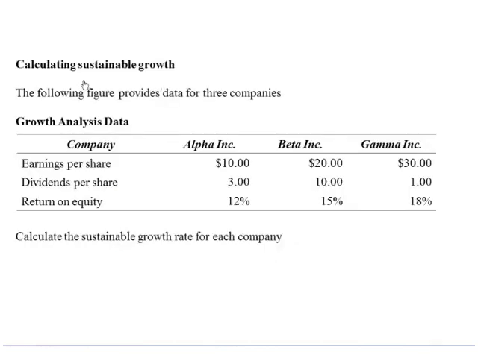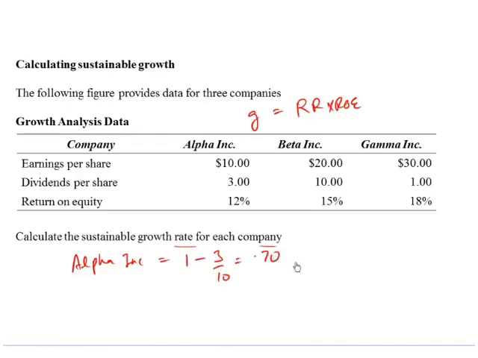So let's do an example. The following figure provides data for 3 companies, Alpha, Beta and Gamma. Earnings per share, dividends per share, and return on equity are all provided. Calculate the sustainable growth rate for each company. Let's first do it for Alpha Incorporated. The sustainable growth rate is equal to the retention ratio into the ROE. The retention ratio for Alpha would be 1 minus the dividend payout ratio, that is 1 minus 3 upon 10, or 70%. And the growth would be equal to the retention ratio into the ROE, that is approximately 8.4%.